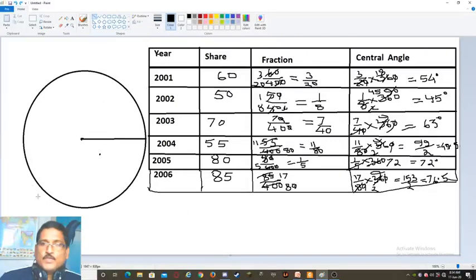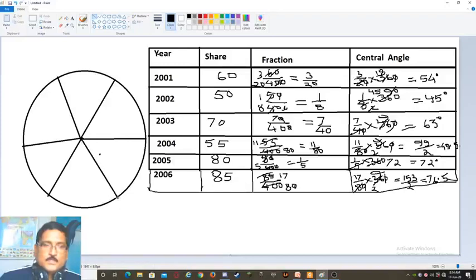Okay, now again I'm doing it. 45 will be a little more. 54 degrees, more or less 60. Then 45 degrees. 45 will be this much, I think. 45, then 63 degrees, then 49 degrees, then 72 degrees and 76 degrees, using different colors.